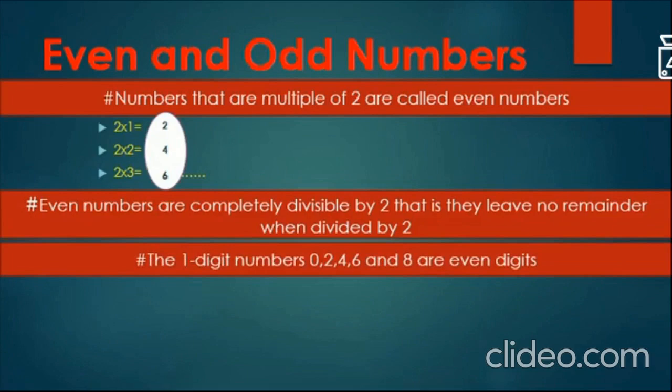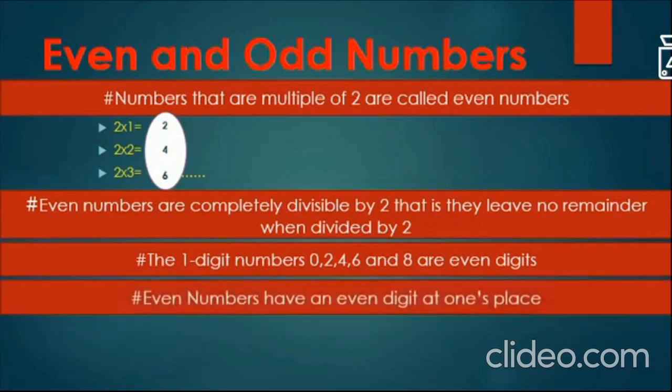Take any number and divide it by 2 and you get 0 remainder, that is an even number. The one digit numbers 0, 2, 4, 6 and 8 are even digits. These are the even digits. Even numbers have an even digit at ones place. Any even number, you can see in that number in ones place there is an even digit.